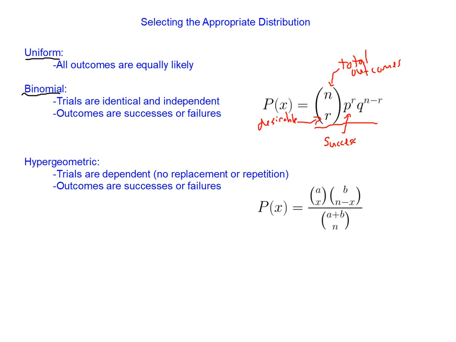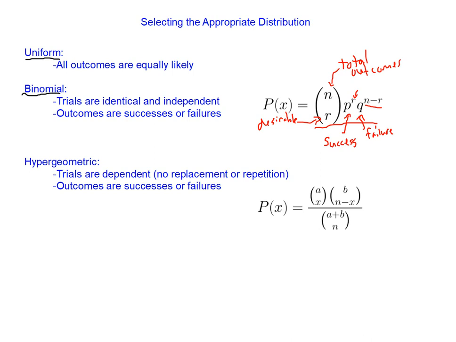The important thing to note here is that this r, the exponent here, is the number of successes. So we take the probability of success and multiply it by itself for however many successes we want to have. Q is the probability of failure. And if we had n trials, then r of them were successful, then n minus r of them are not successful. Now, for hypergeometric distribution, the trials are dependent, so there's no replacement, no repetition.